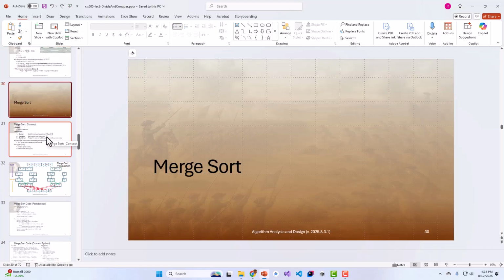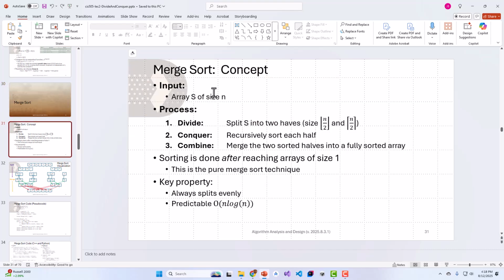What about merge sort? Okay, merge sort is up next. The concept is that we have an input array S of size n, and the process is divide, conquer, and combine. You divide by splitting the array into 2 halves of size floor of n over 2 and ceiling of n over 2, which, if n is even, are the same. Otherwise they might be off by 1. Conquer means recursively sort each half by calling merge sort, and then combine means merge the 2 sorted halves into a fully sorted array. Sorting is done after reaching arrays of size 1.